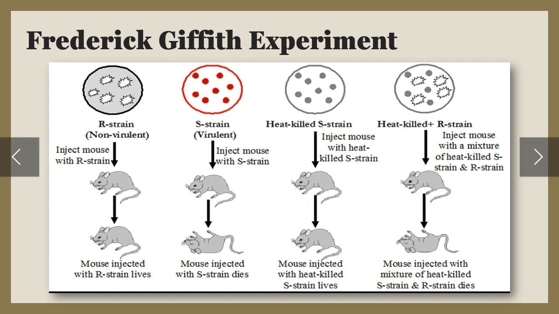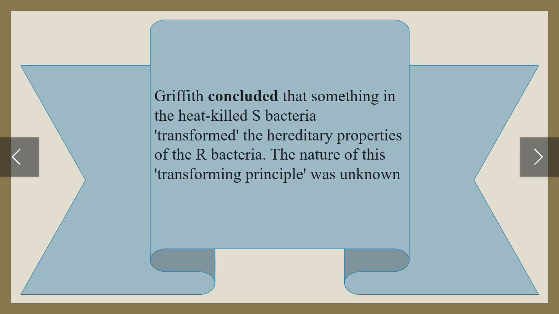because heat killed S strain and R strain both have the ability to transfer their DNA from one body to another. Griffith concluded that sometimes the heat killed S bacteria transferred the hereditary properties to R bacteria. The nature of this transforming principle was unknown.